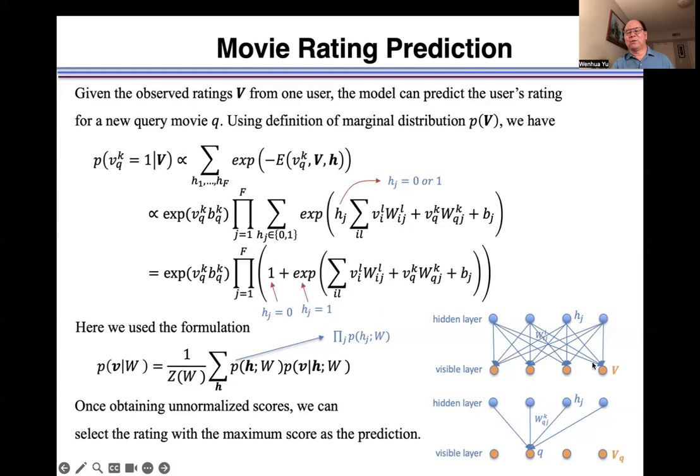We run the model, using the observed ratings V as our input to generate these model parameters. And we run the model again using the query movie as our input to get these model parameters. Put together, the model predicts the rating of the new query movie Q. Once obtaining and normalizing the scores, we can select the rating with the maximum score as the prediction.